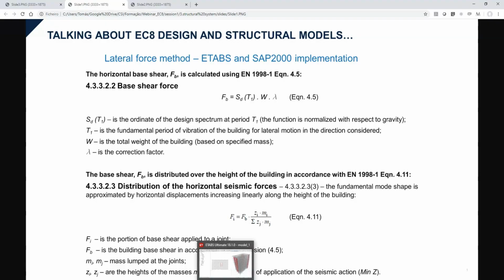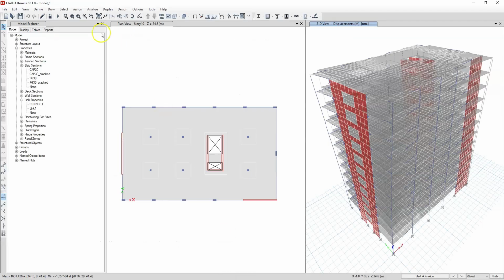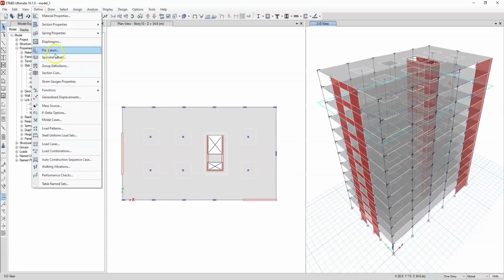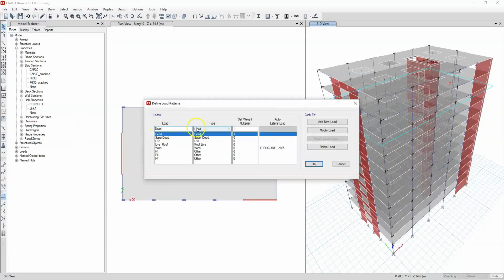Now we are going to apply this equivalent static load in the model. We unlock the model and define our load. In the load pattern, the name we will give it is LFM primary because we are applying the equivalent static seismic load to the primary structure.